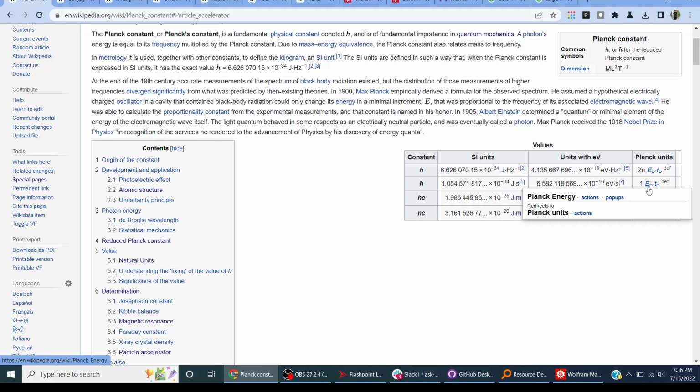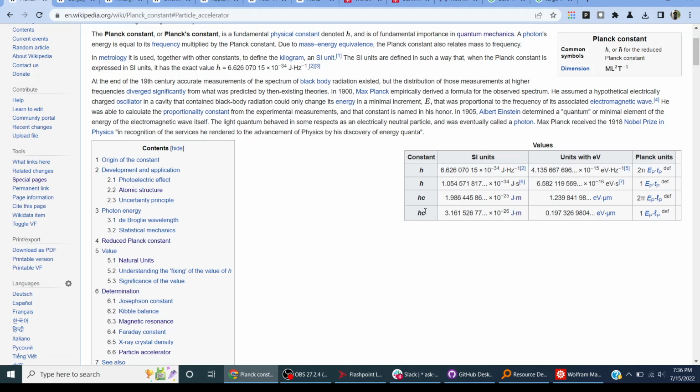hc is 1.98644586 times 10 to the minus 25 joule meters. Units with electron volts: 1.239841198 electron volts times micrometers, equals 2 pi Planck energy times the Planck length.